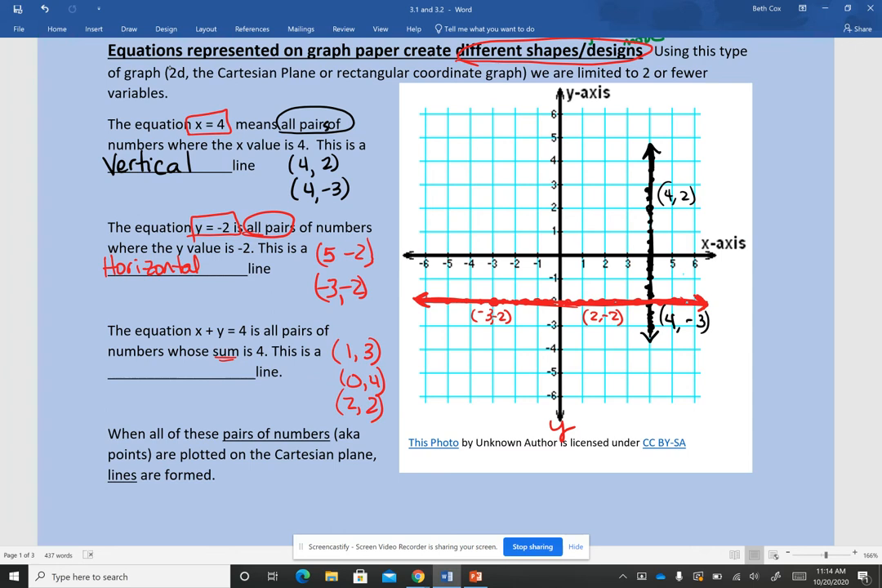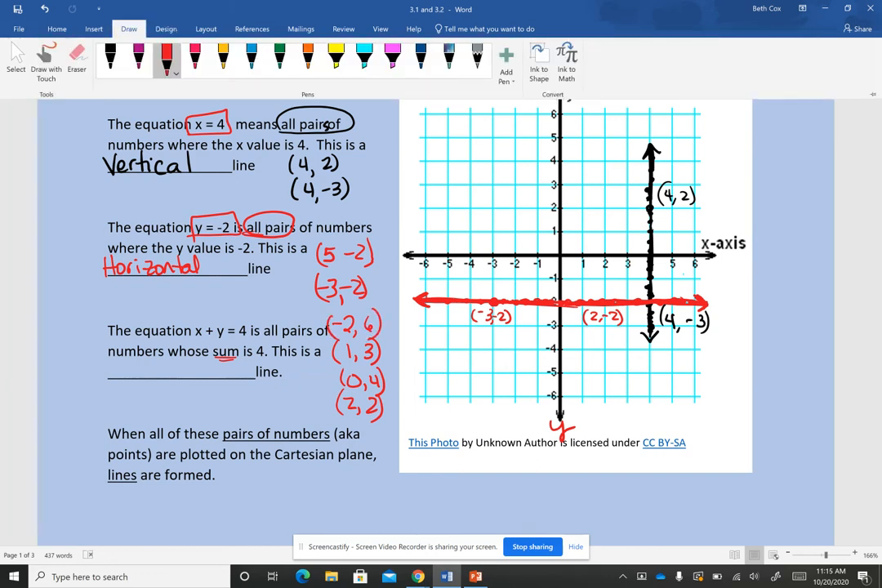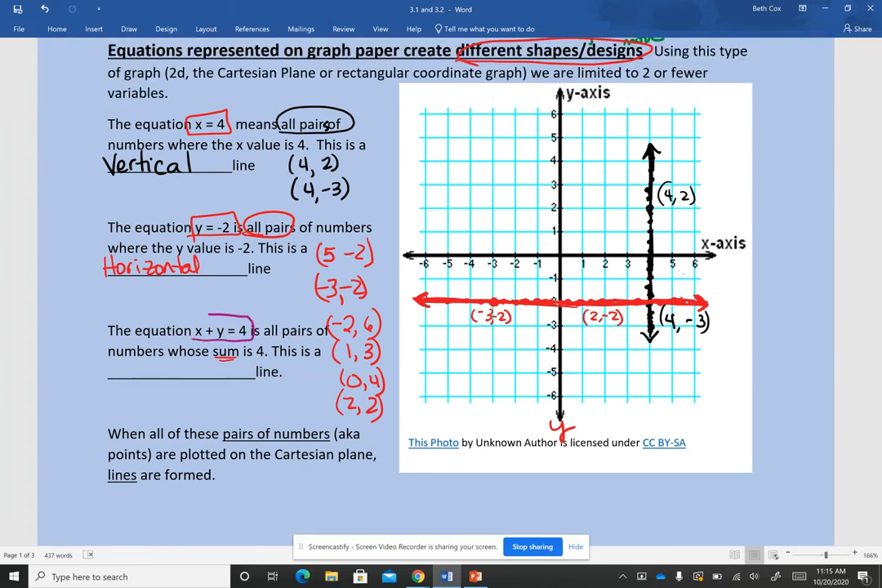And if we want to get really fancy, we could do some negative numbers. How about -2 and 6? All of those would add up to 4. These are all pairs of numbers that add up to 4. Okay, so the equation tells us the relationship between our two numbers. Here's some sample numbers. And so now let's plot these. So negative 2, 6 would be here. 1, 3 is here. 0, 4 is here.